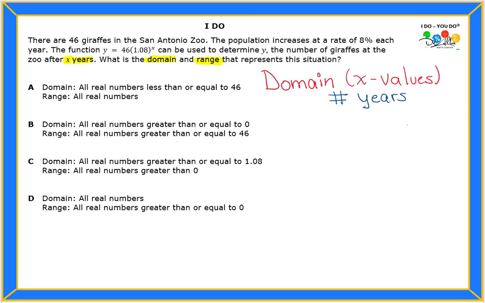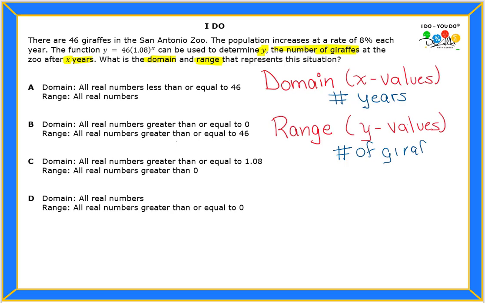Okay, so what about range then? So now let's go back and think about range. Well, range, we know that it has to do with the y values, right? And if you go back to the problem, what does it say about range? Well, it says determine y, the number of giraffes at the zoo, right? So the y value is going to be the number of giraffes at the zoo after so many years, right?